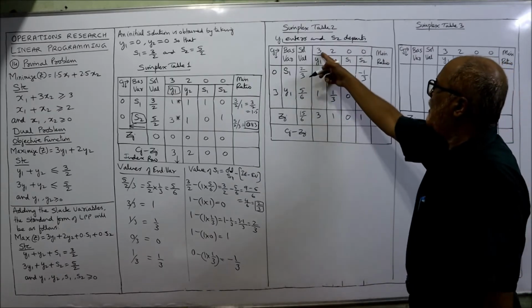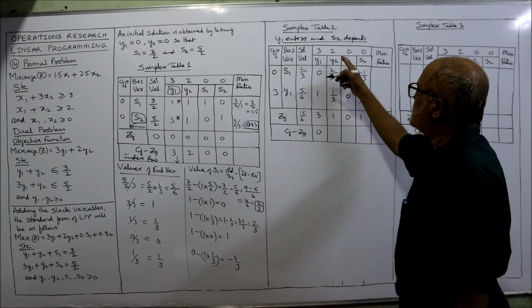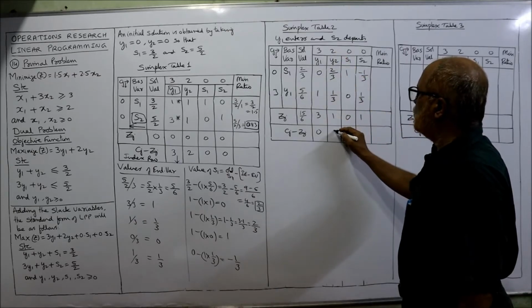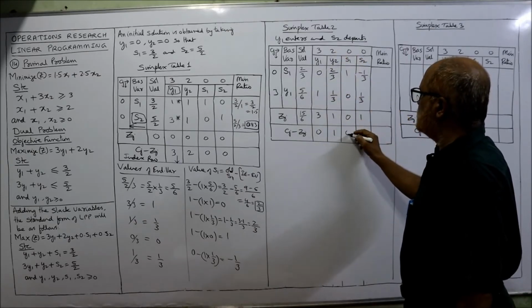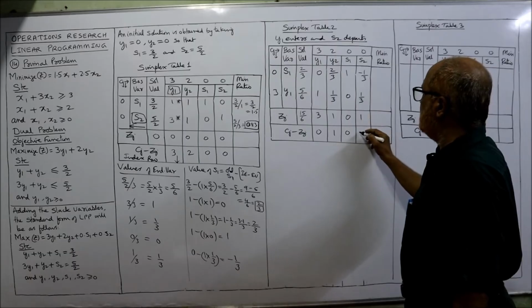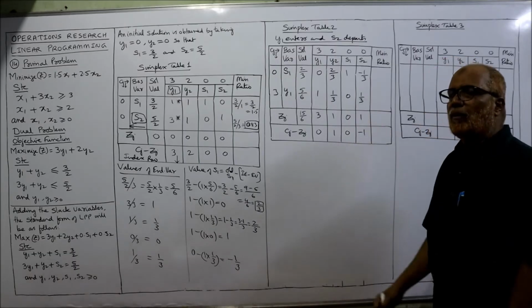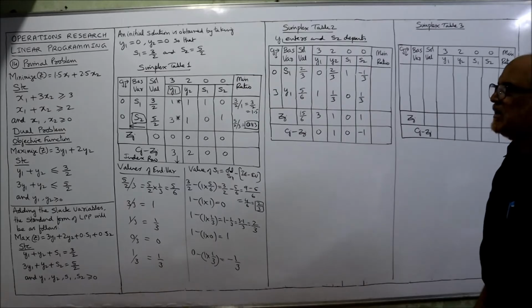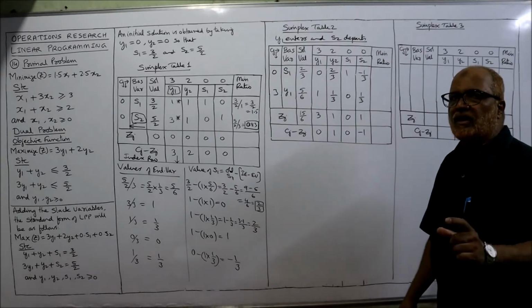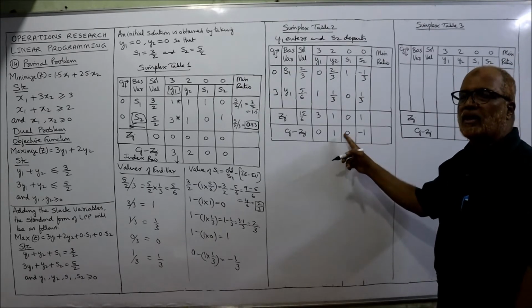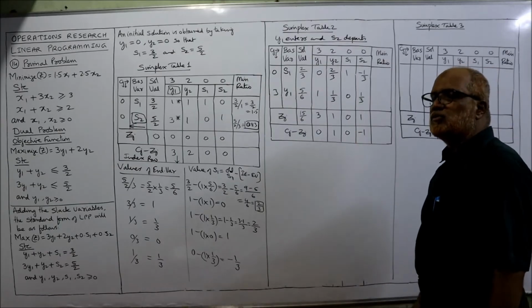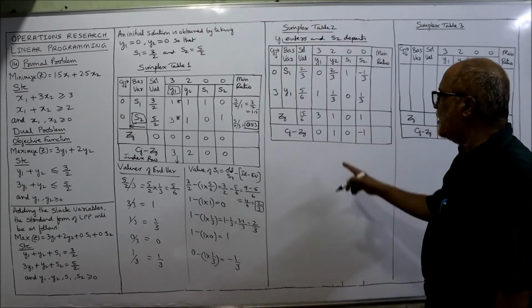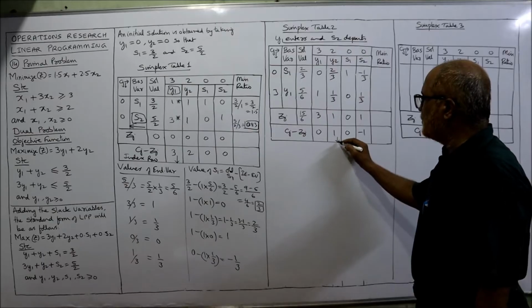Now 3 minus 3 is 0. 2 minus 1 is 1. 0 minus 0, 0. 0 minus 1 is minus 1. Optimality test says all the index row elements should be zeros and negative. But we are getting one positive value. So again, this is not an optimum solution. One more table is required because this is positive.